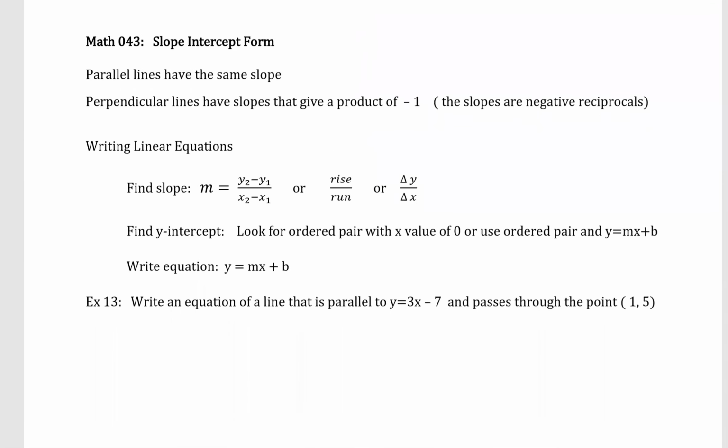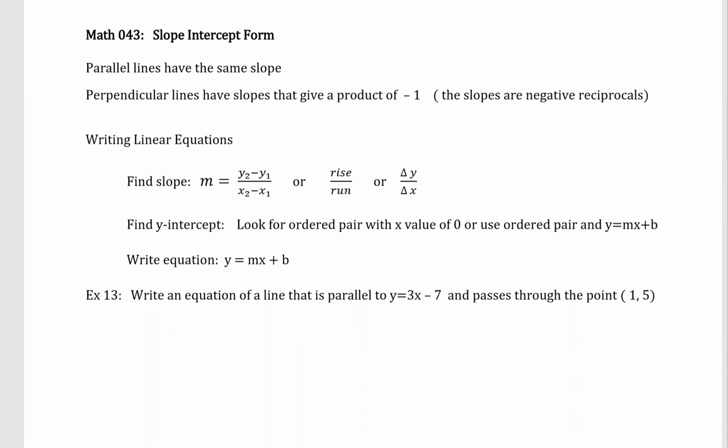This next part, we're going to work with parallel and perpendicular lines. In a previous lesson, we had parallel and perpendicular lines that were either vertical or horizontal. And what is different now is that the lines will not be vertical or horizontal. First thing we need to know is that parallel lines have the same slope. Think of train tracks. They're parallel lines and they never touch. They have the same slope. They have the same slant. Perpendicular lines have slopes that give a product of -1. I prefer to say that the slopes are negative reciprocals.